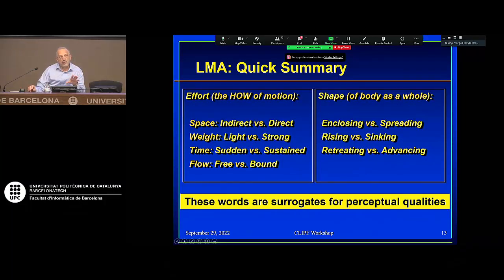Actually, the words in English are probably poor translations from the original German, and in German they were still words that were used to describe qualities. And what we realized is that these words were replacements for perceptual qualities. So an LMA notator would watch a movement and it would trigger some of these words, and then that would be what they used to describe the motion.